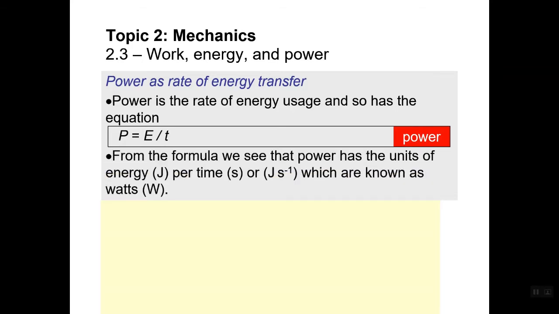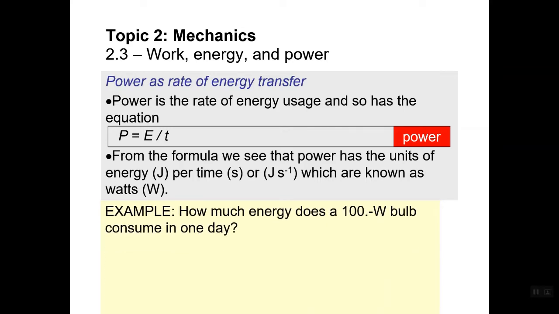From the formula, we see that power has a unit of energy, which is joule, per time, which is second. So joule per second, which is known as watt. Let's take a look at an example. How much energy does a 100-watt bulb consume in 1 day?